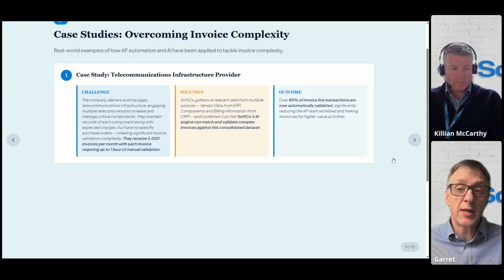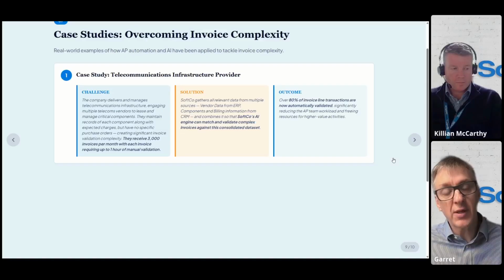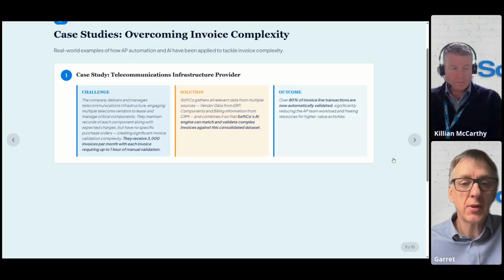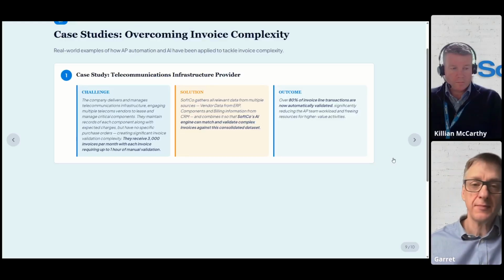And what that has meant is over 80% of those lines on the invoice, the multiple hundreds of lines on the invoice, are now coming in and being automatically validated. So all the AP team have to do is review the 20% of the invoice lines and make sure they're aligned correctly. So it's enormously reduced the manual workload there.